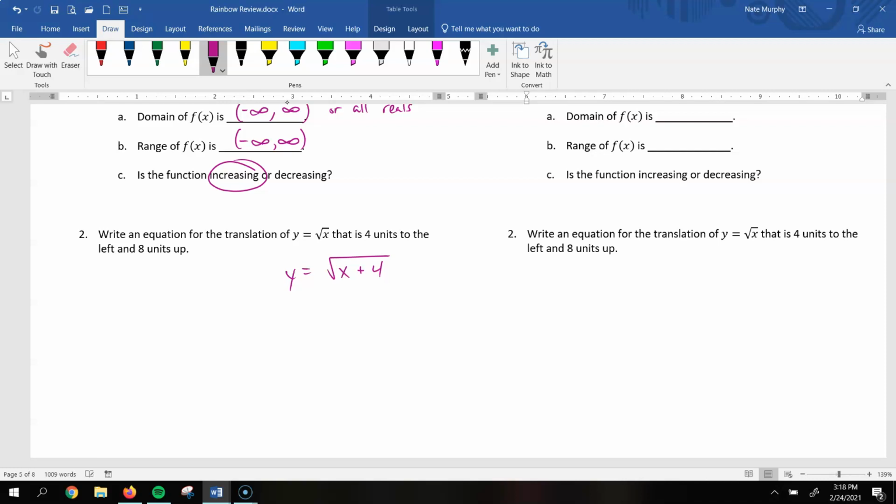Then outside the radical, it's going to be going 8 units up. So outside the radical, it'll just be plus 8. So that would be your answer for number 2.